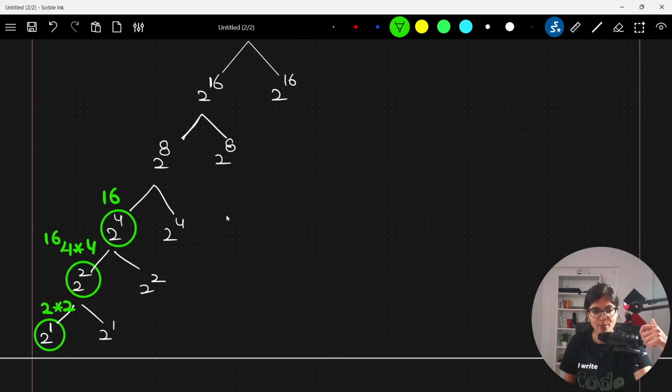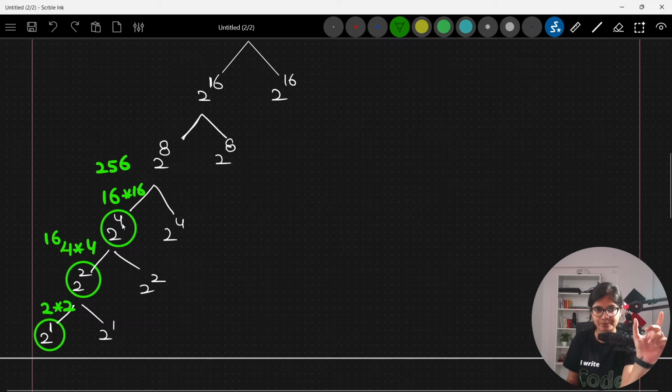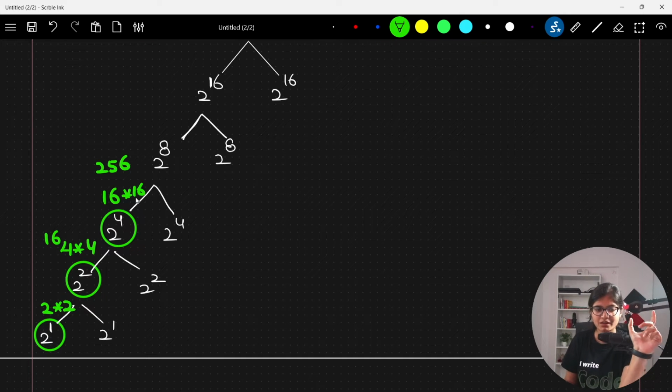Now if you observe, 16 into 16 is 256. So what I am doing is just multiplying the same number 2 more times, because I'm not solving the right side. There is no need to solve it again, right? Because I already solved the same value on the left side. What I am doing is some smart work here. I am just multiplying the same number again.